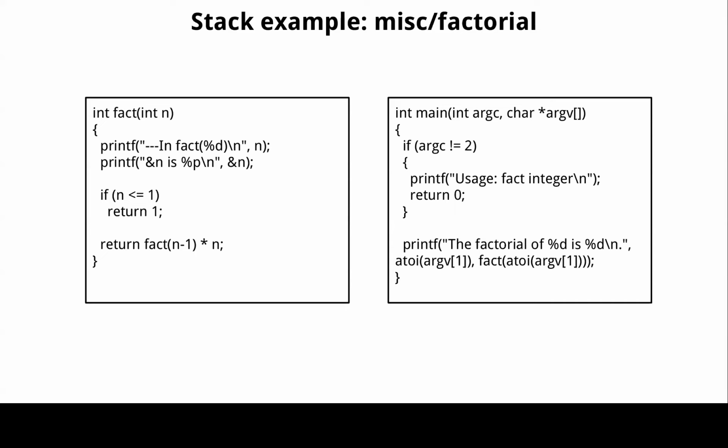So let's say we have fact 5. We want to compute fact 5. So how does it work? Fact 5 will actually call function fact 4, which will call function fact 3, then call function fact 2, then call function fact 1.